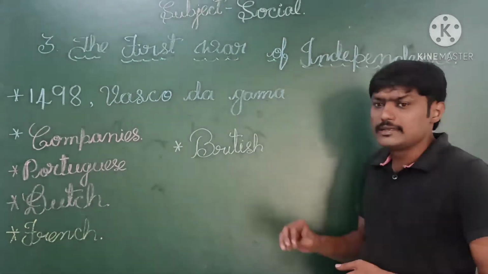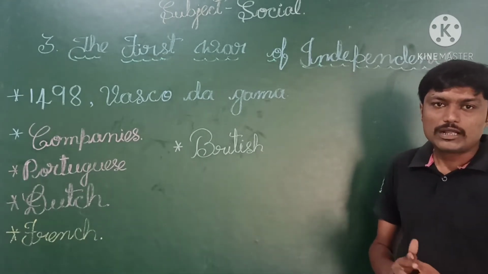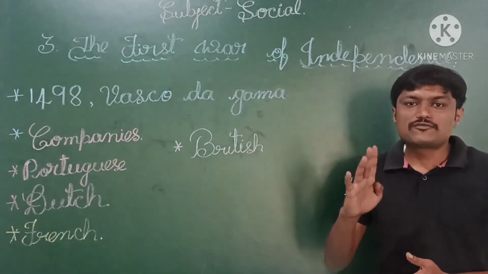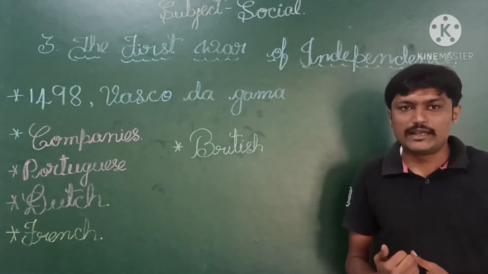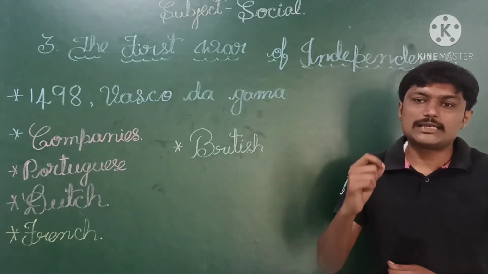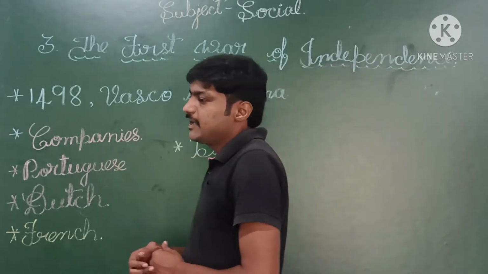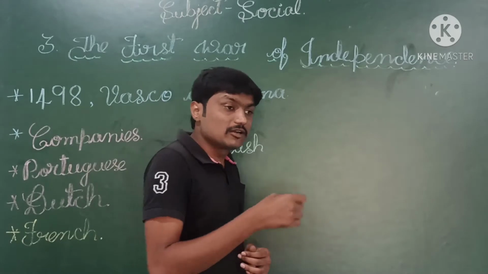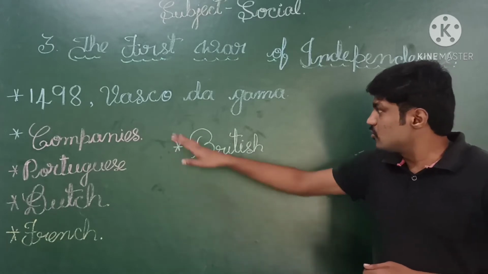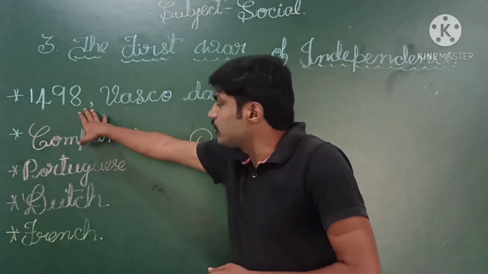See, I told you before, many countries ruled our India. Which are those? The Portuguese, Dutch, French, and British. These four are foreign rulers who administered our India. The Portuguese were the first foreign traders who came to India and started ruling India. Vasco da Gama is a Portuguese navigator who found the sea route to India in 1498.